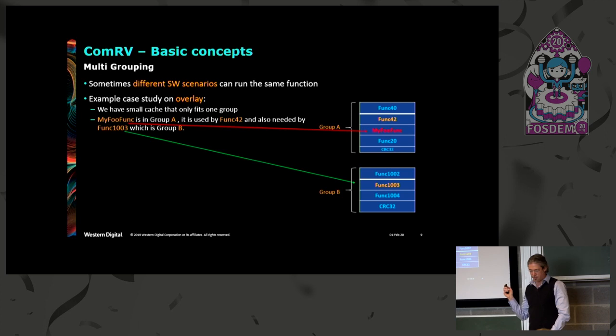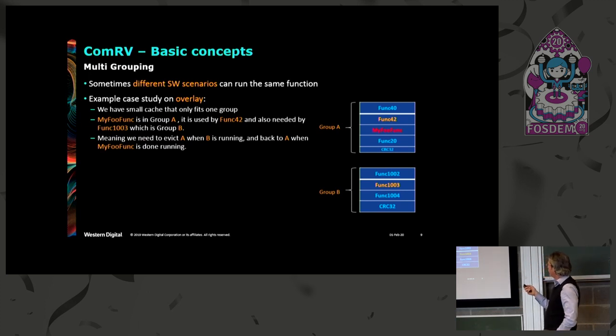So in this example, we can see my foo function is in group A. It's used by function 42 in that group, and it's also needed by function 1003, which is in group B. Meaning, we need to evict A when B is running, and go back to A when my foo function is done running. So when function 1003 calls that function, we'll need to evict B and go back to A, and vice versa. As a result, there are going to be too many loads. It will take just too much time.